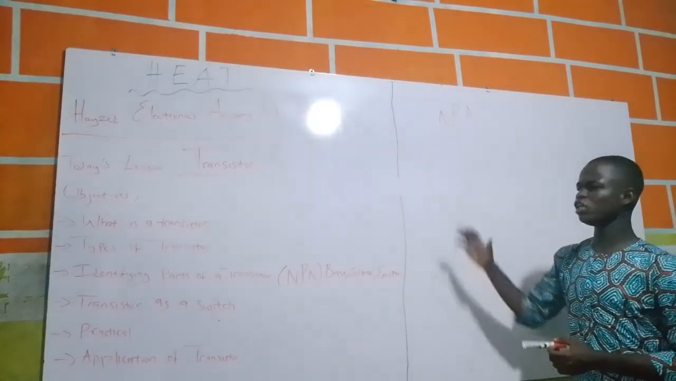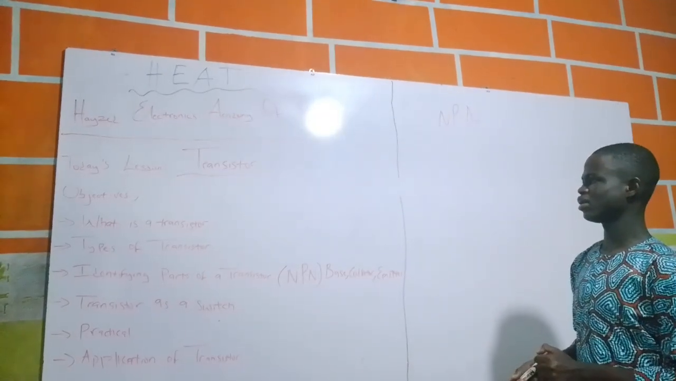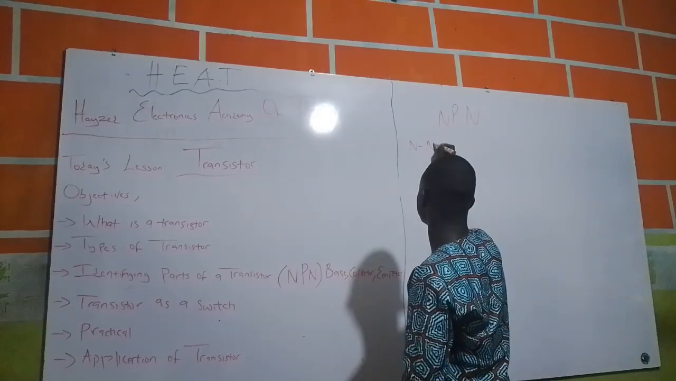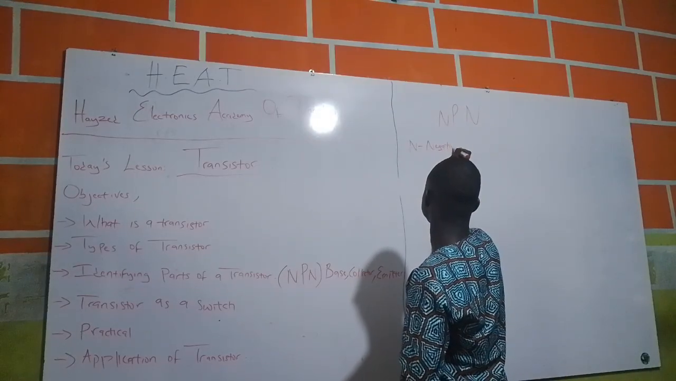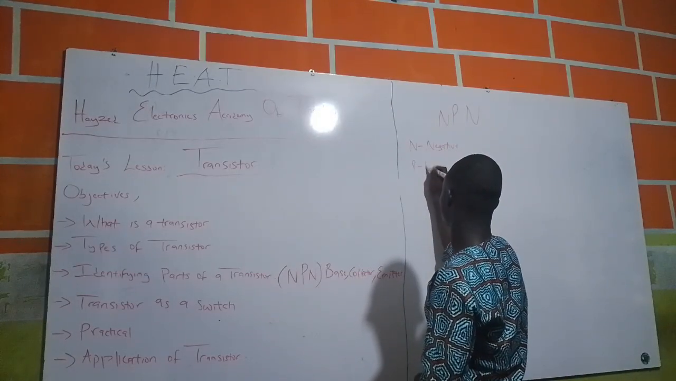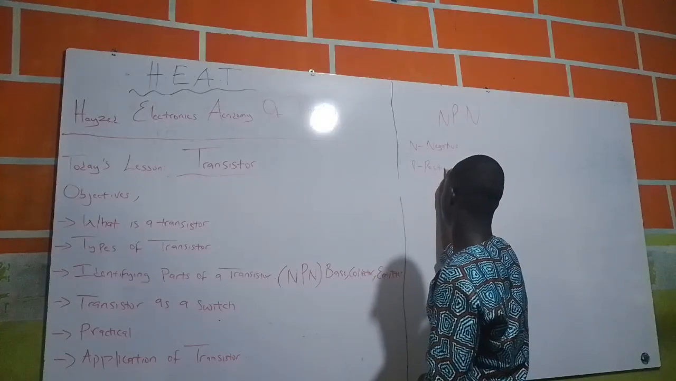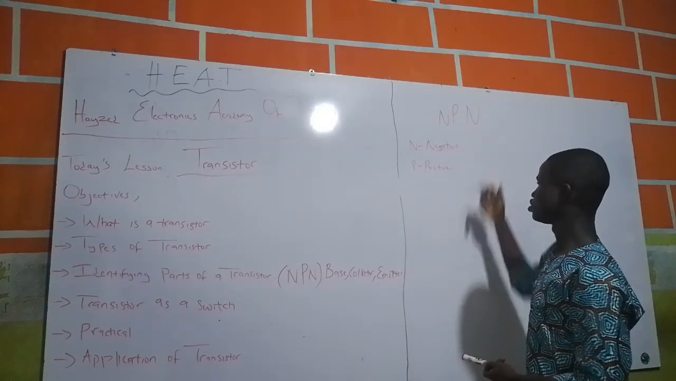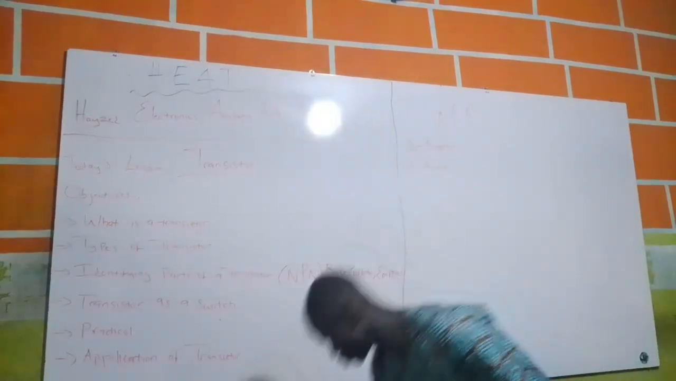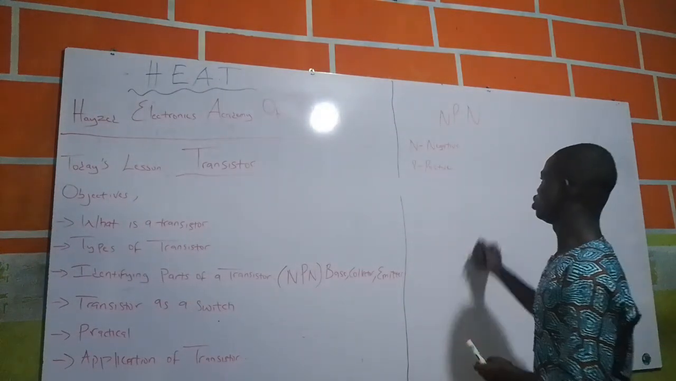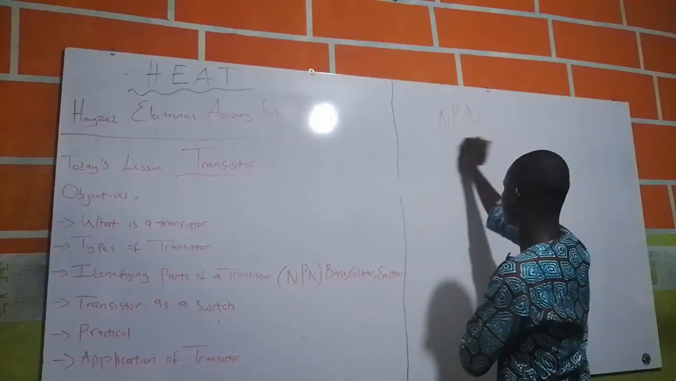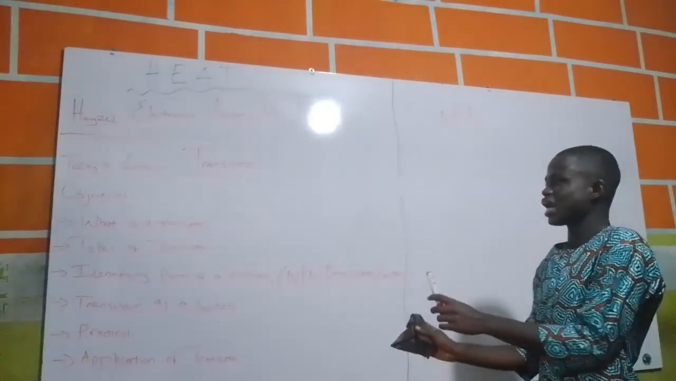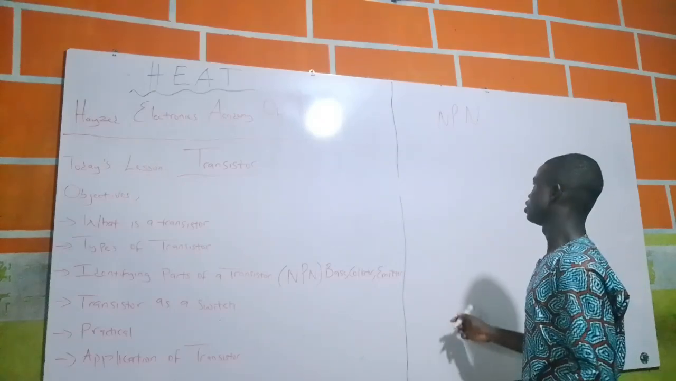Now, if you look at the NPN, you'll be like, N means negative, and P means positive. So when we say NPN, we mean negative, positive, negative? No, that's not the meaning. It comes with a deep story in physics. So let's leave electronics a little bit and dive into physics.